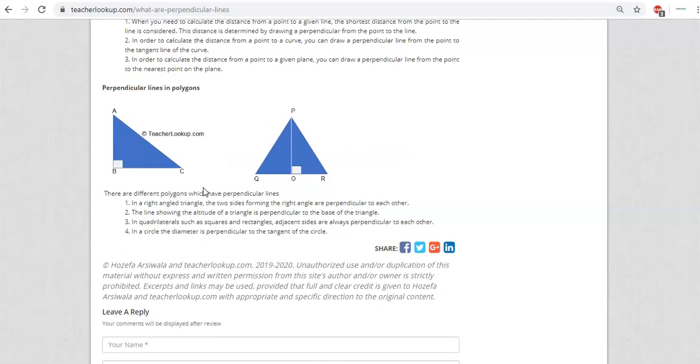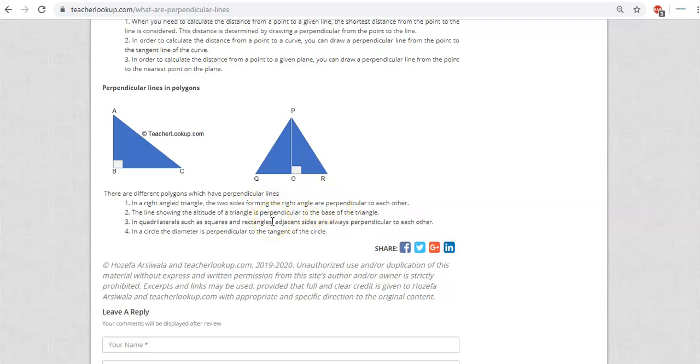There are different polygons which have perpendicular lines. First one is a pretty famous one, the right angle triangle. As you can see, the name has it. Right angle is in the name, so that defines that it's got a right angle here, where the mouse is pointing. In a right angle triangle, the two sides forming the right angle are perpendicular to each other.